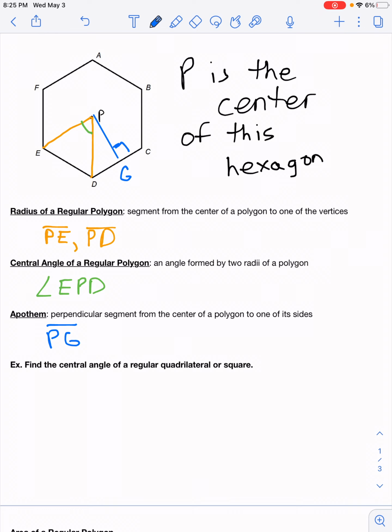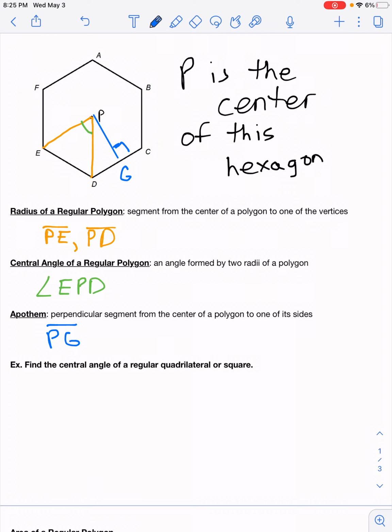So first example, we've got 2 types of examples that we're going to do today. The first type is finding the central angle of a regular polygon. Since those angles go all the way around in a circle, if we put them all together, the total measurement is going to be 360, just like an exterior angle.